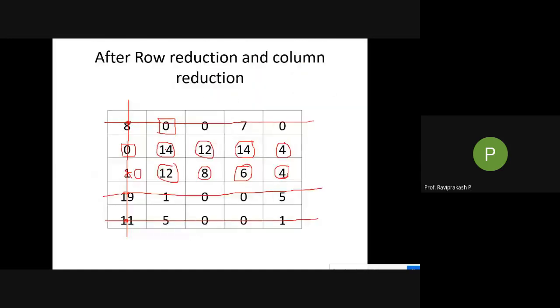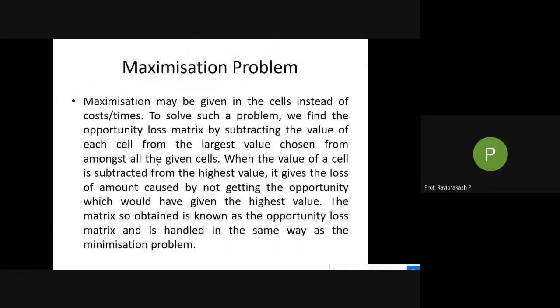So if I go back to the earlier one, this is a maximization problem. If maximization is asked, then only we need to subtract from the highest value. To convert the maximization matrix to the minimization matrix, we do that. Here maximizing is asked and not minimization, so to convert it into minimization, we do it like this.